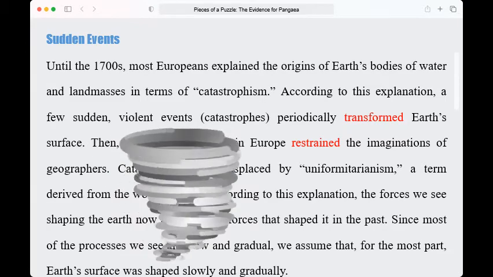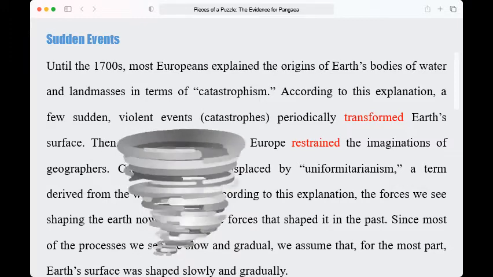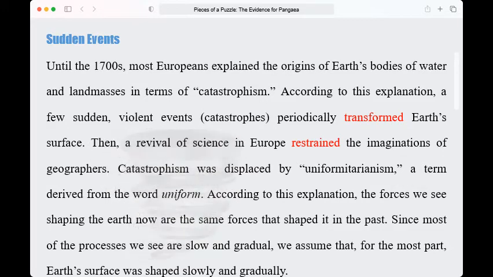According to this explanation, a few sudden violent events, catastrophes, periodically transformed Earth's surface. Many people back in the day believed in the biblical interpretation of the world history. The Bible tells us that during the time of Noah, the whole earth was covered with water. And during this event, the earth was formed, changed, transformed into the world that we know.